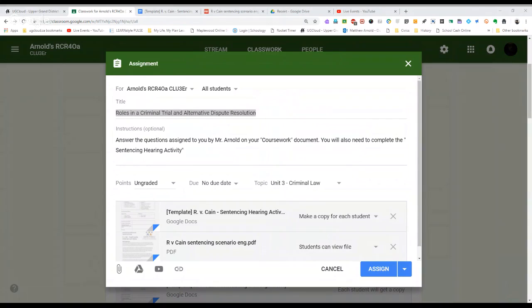Hello again, everybody. A continuation from the last lesson, we're going to talk about roles in a criminal trial and alternative dispute resolution.